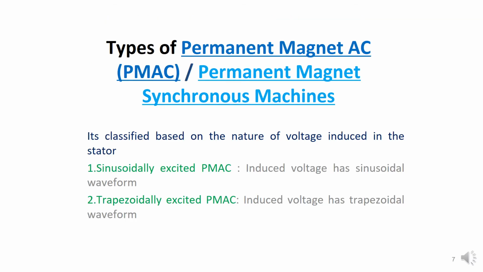Let us see the types of permanent magnet AC motor. Generally, the permanent magnet synchronous machine is also known as the permanent magnet AC machine, or PMAC. Based on the voltage induced in the stator of the PMAC machine, it is classified into sinusoidal excited PMAC and trapezoidal excited PMAC.